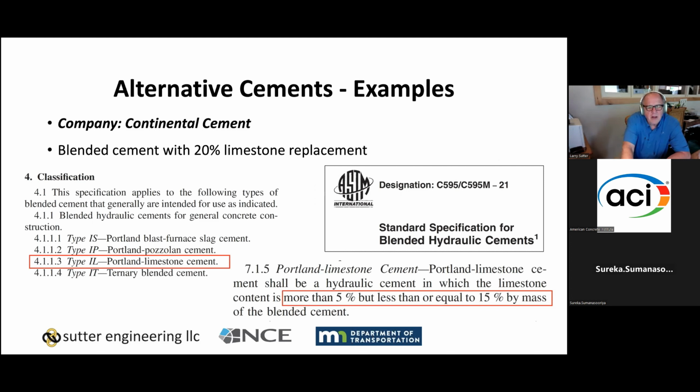Again, coming back to the Continental 1L20, if you're not familiar with the C595 specification, the Type 1L cement does not allow for more than 15% by mass ground limestone. This is something we need to think about at ASTM, and think about how we move this up a little bit higher. One of the interesting things about this 1L20, as we call it, is that the performance we got indicates that we're really not necessarily walking that close to the edge by going to 20%. It performed really quite well.